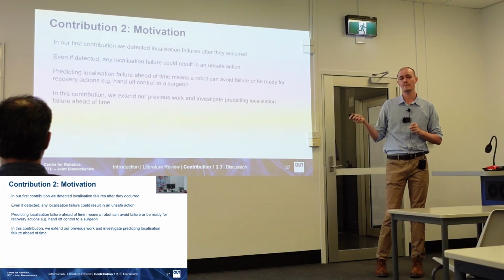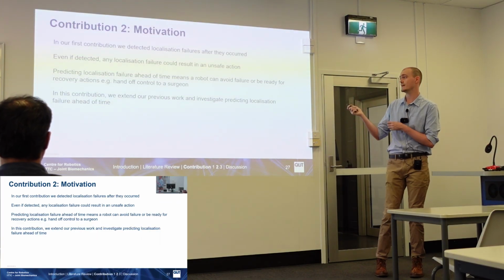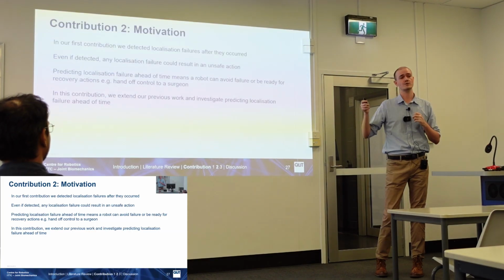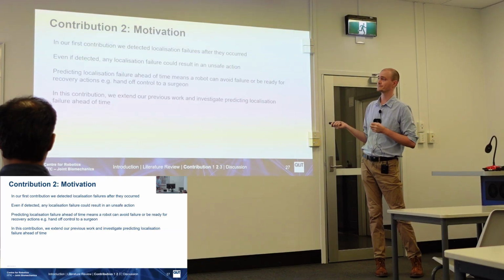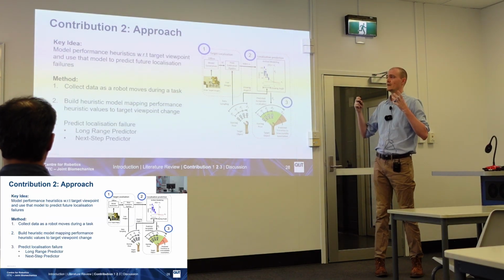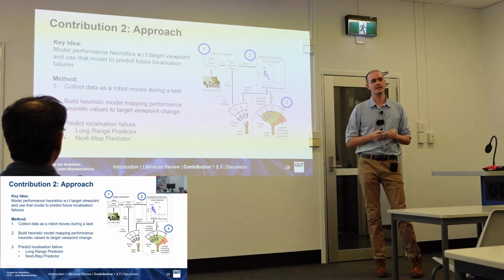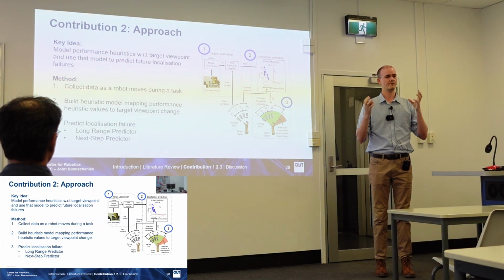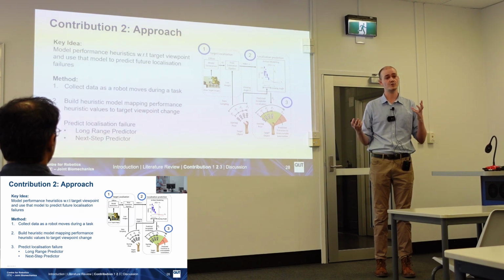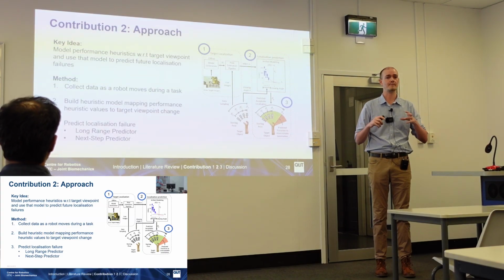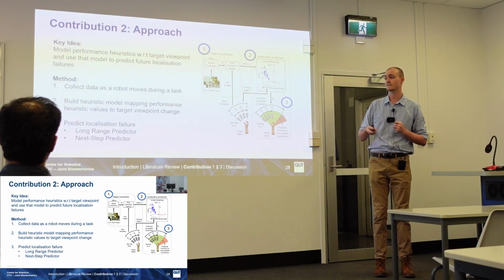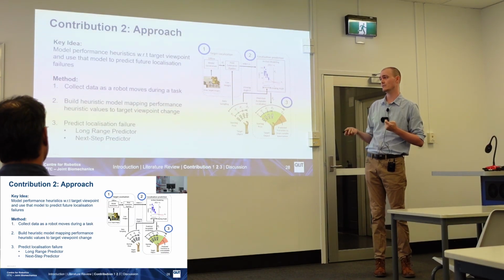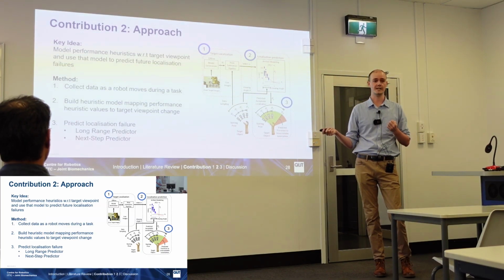In this contribution, we extend our previous work on heuristic-based self-assessment, and this time use it to predict when localization failures are likely to occur before we actually reach that point. In our proposed approach, the key idea is to model the change in performance heuristics as a robot moves during a task, and use this model to predict likely localization performance at places that haven't yet been explored. To do this, we have a 3-stage process consisting of data collection, heuristic model construction, and then localization performance prediction.